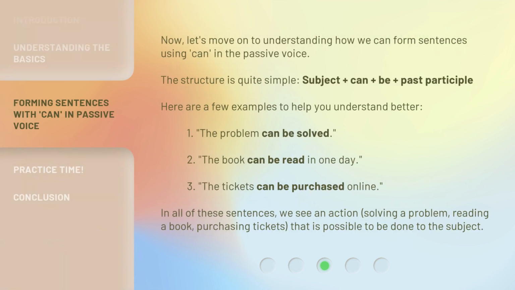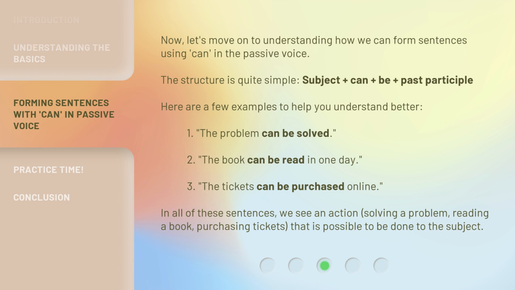Now, let's move on to understanding how we can form sentences using can in the passive voice. The structure is quite simple. Subject plus can plus be plus past participle. Here are a few examples to help you understand better.